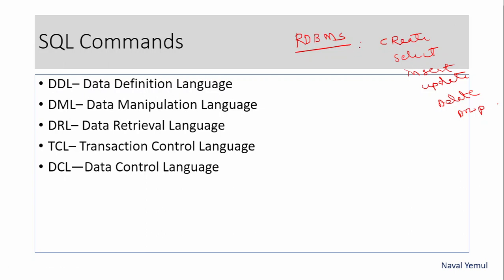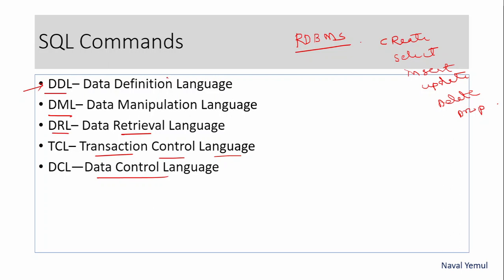So these are the commands, but these are classified into groups. What are those groups? We are going to see now. Actually there are five types of groups. First is DDL, that stands for data definition language. Second is DML, called data manipulation language. Third is DRL, called data retrieval language. Then TCL, called transactional control language. And the last one is DCL, that stands for data control language.